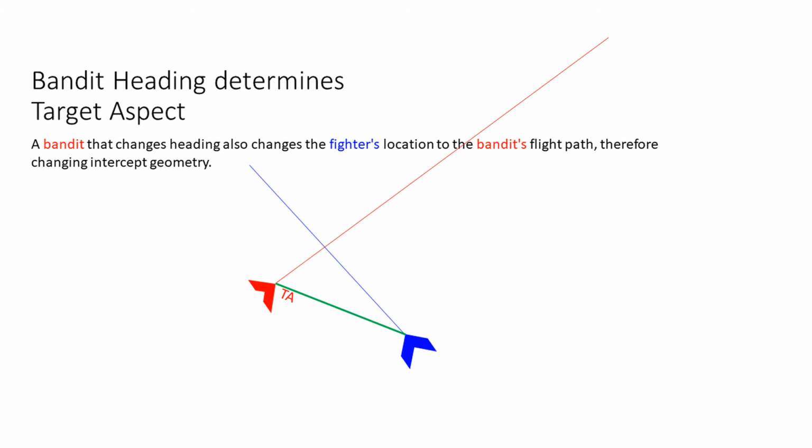When a Bandit changes their heading, they also change the fighter's location relative to the Bandit's flight path. Therefore, it changes the intercept geometry. So in the first slide, we had an isosceles triangle where two sides were of equal length, and now we have a scalene triangle where no side is of equal length.